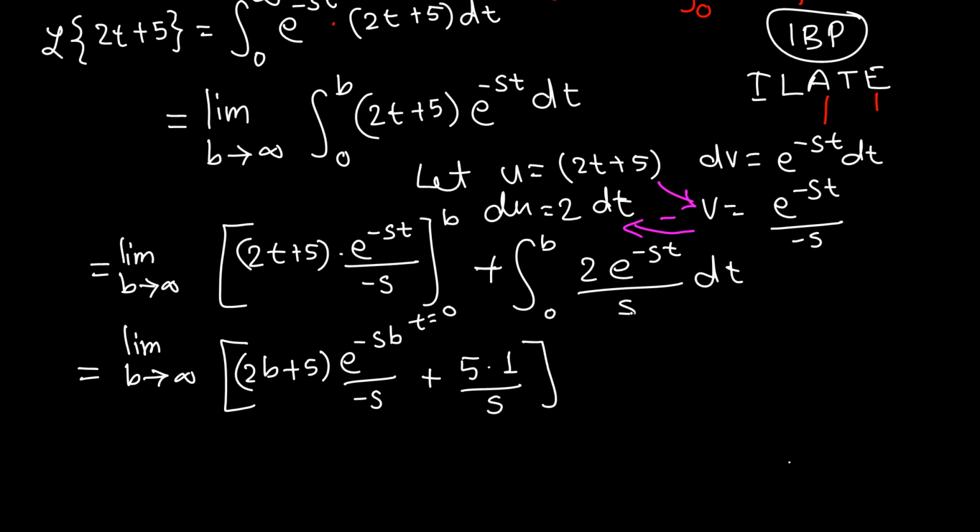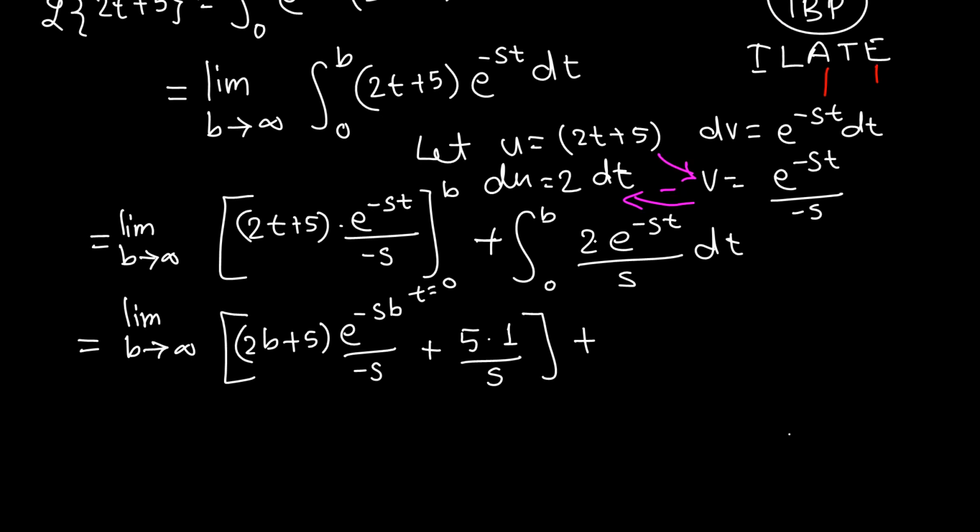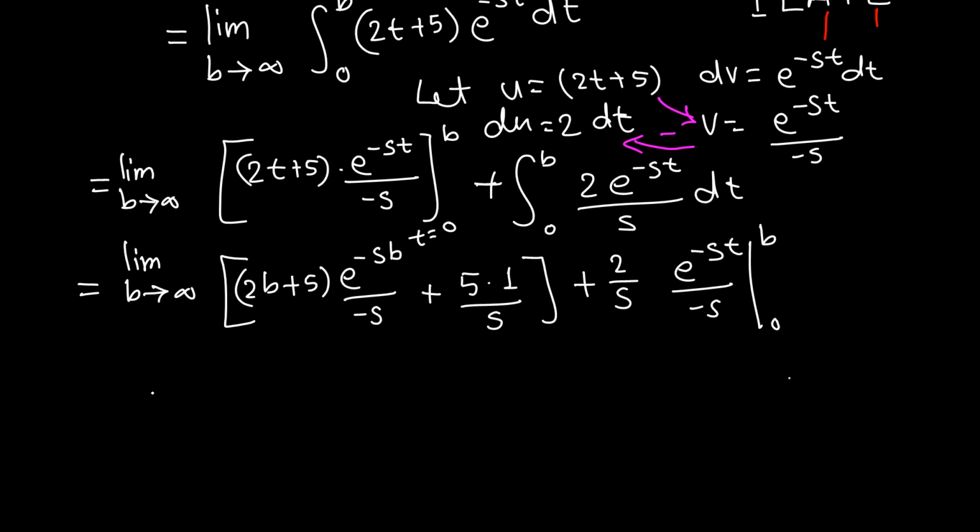Plus, now we can pull 2 over s outside, because this integral is with respect to t. So 2 over s outside, that leaves the integral of e to the negative st, which is itself divided by negative s, because we are integrating with respect to t, and we have limits from 0 to b. Here this limit is for everything, by the way.